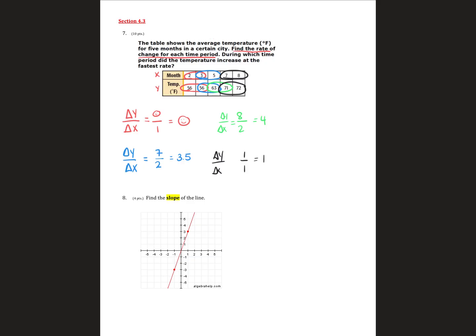And the question says, during which time period did the temperature increase at the fastest rate? It increased at the fastest rate for the number 4. So which time period was that? That was my green. I didn't circle the other green. So let's just take a look at that. So it was the green time period, which is month 5 to 7.